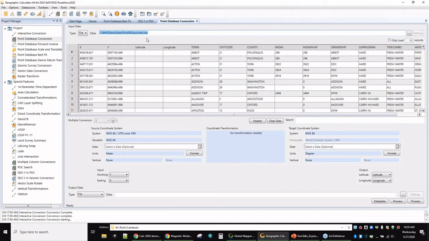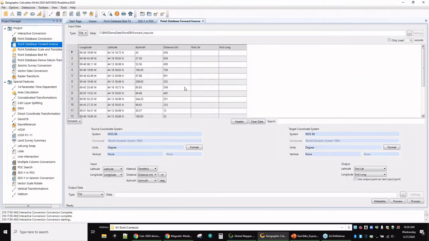But all of those same things that we do to one single point on the interactive conversions, we can also do here on the point database conversions. You'll see there are actually 5 different types of point database jobs. And to answer a question that came in just a little bit earlier about doing forward and inverse en masse on groups of points, this is where we can actually do that, here in the point database forward and inverse job.